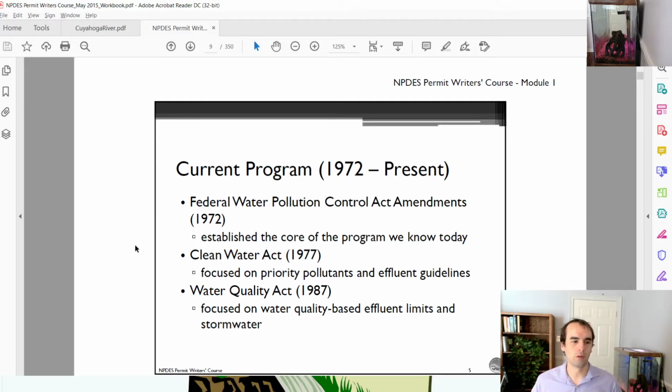Kind of dealing with those priority pollutants. Okay, this one's toxic. We cannot allow anybody to be discharging it. Then the Water Quality Act in 1987. That one focused on water quality-based effluent limits and added stormwater control. So in that case, if you had a stream or river that, for the wildlife in that stream or river, it was really important that the water quality maintained some specific status, then you have to treat or set your effluent limits based on that water quality need.